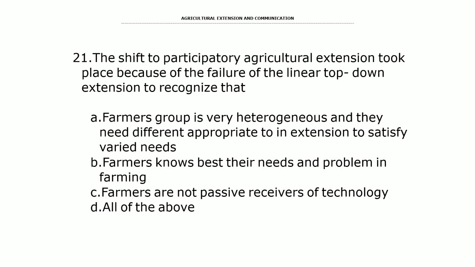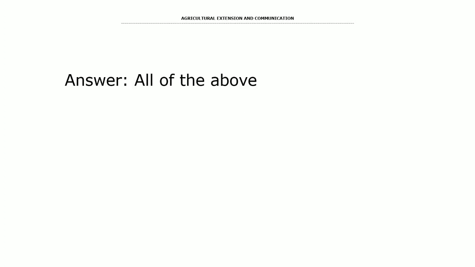Number 21. The shift to participatory agricultural extension took place because of the failure of the linear top-down extension to recognize that A. Farmers group is very heterogeneous and they need different approaches in extension to satisfy varied needs. B. Farmers know best their needs and problems in farming. C. Farmers are not passive receivers of technology. Or D. All of the above. The answer is all of the above.